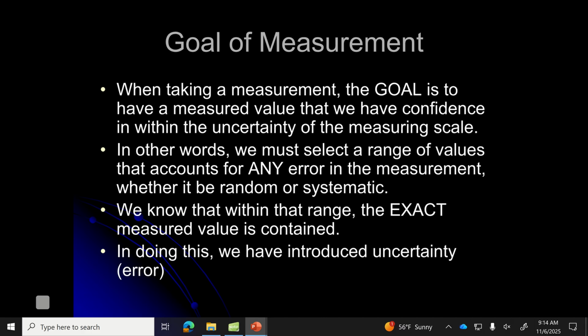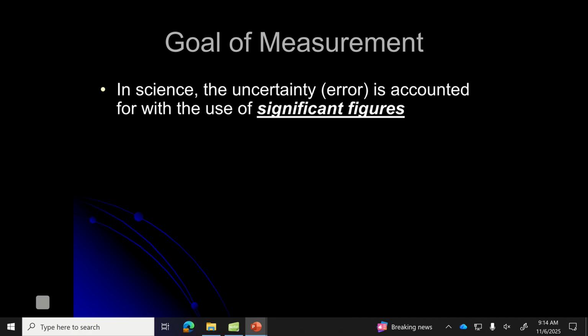So the goal of taking measurements is that we have confidence in the scale that we're measuring, that we are taking accurate measurements, that we are consistent and precise, and that we are trying to do essentially the same thing over and over again. Uncertainty is actually a good thing because it tells us how close to the true measurement we are getting, and we account for that using what we call significant figures.